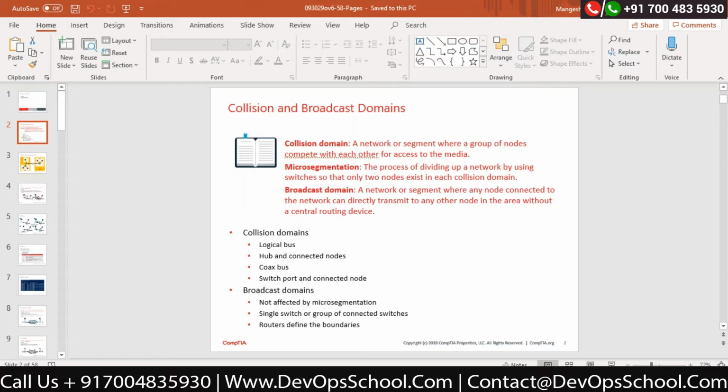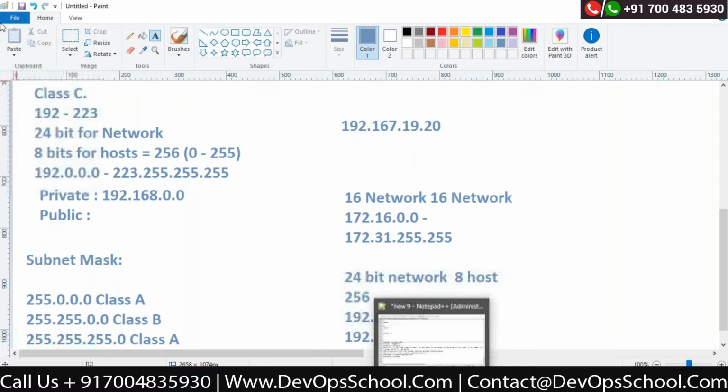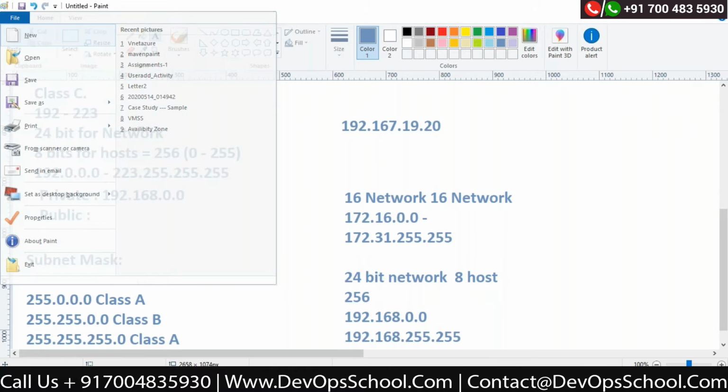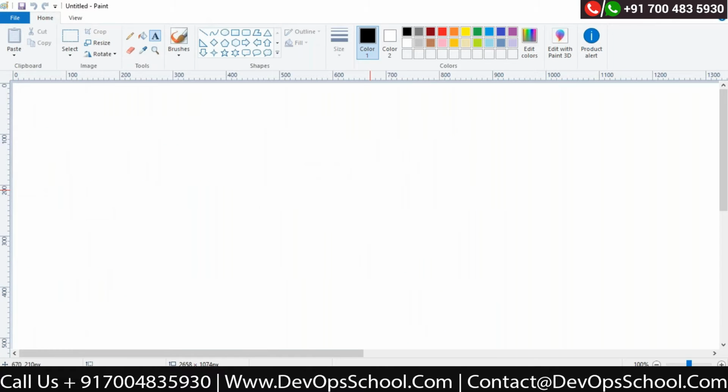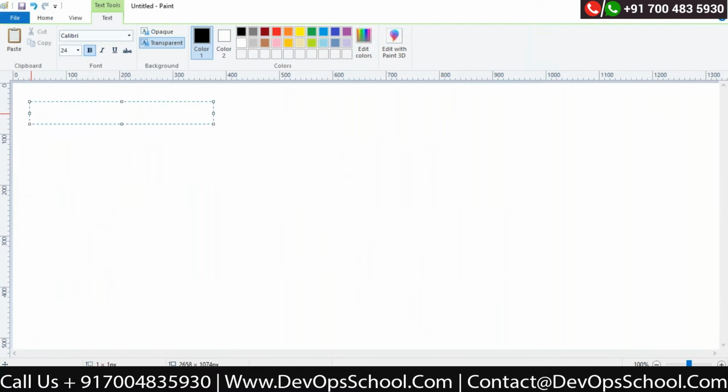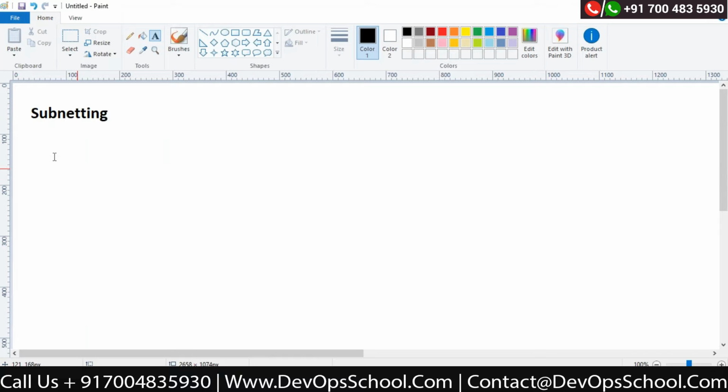Then there is a concept called microsegmentation. Microsegmentation is nothing but subnetting. I will give you the idea about subnetting, then you will come to know the meaning of this. What is subnetting? Tomorrow we will see the calculation. But in order to understand microsegmentation, we should know subnetting. Subnetting is microsegmentation.